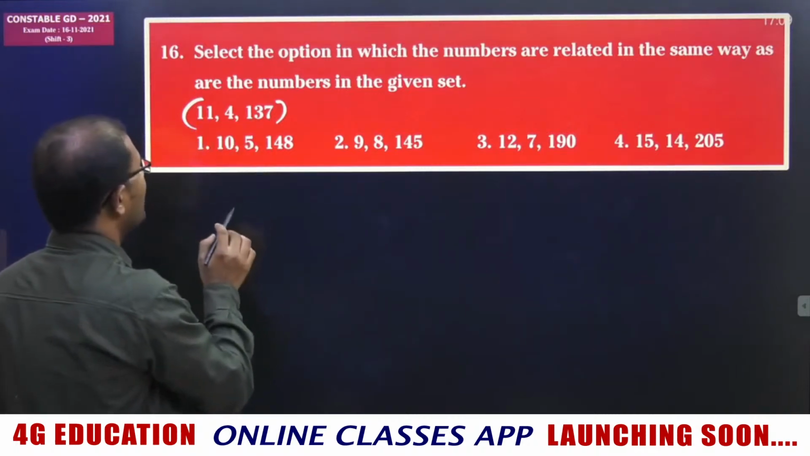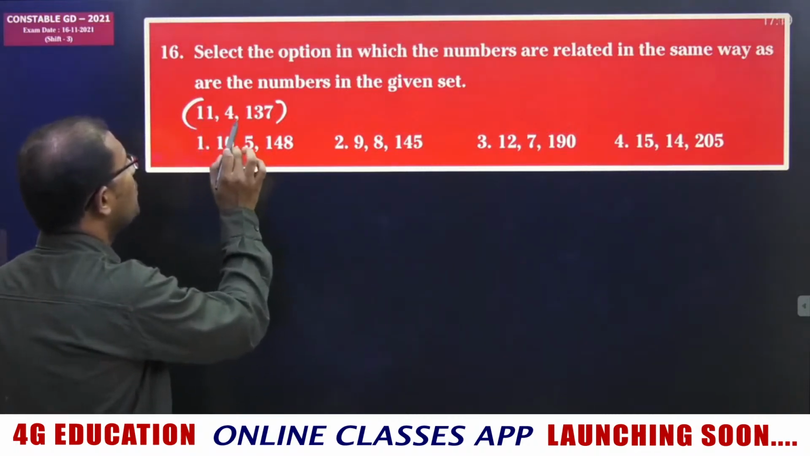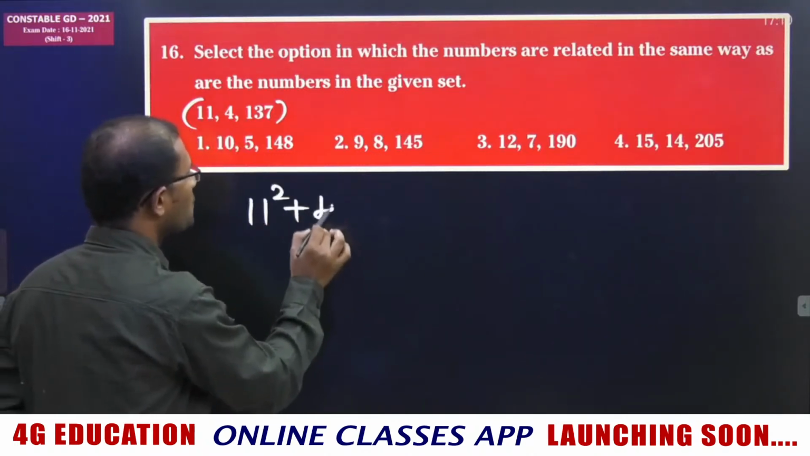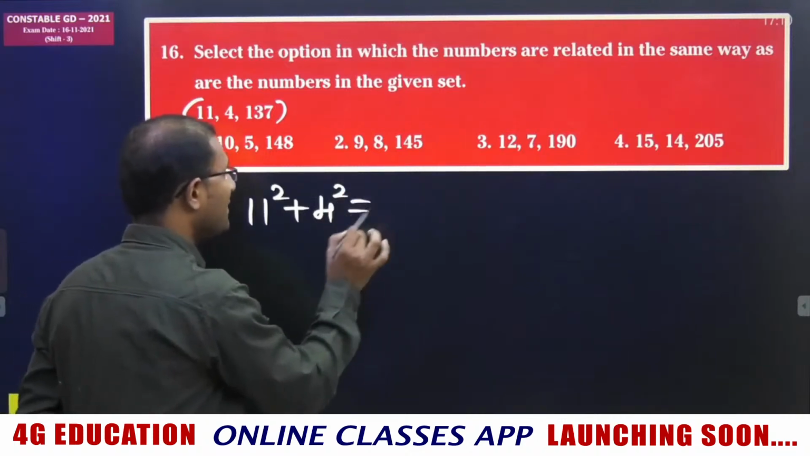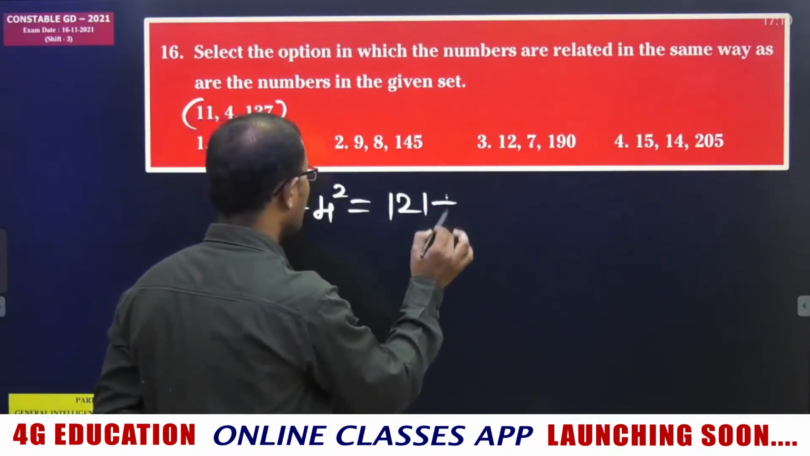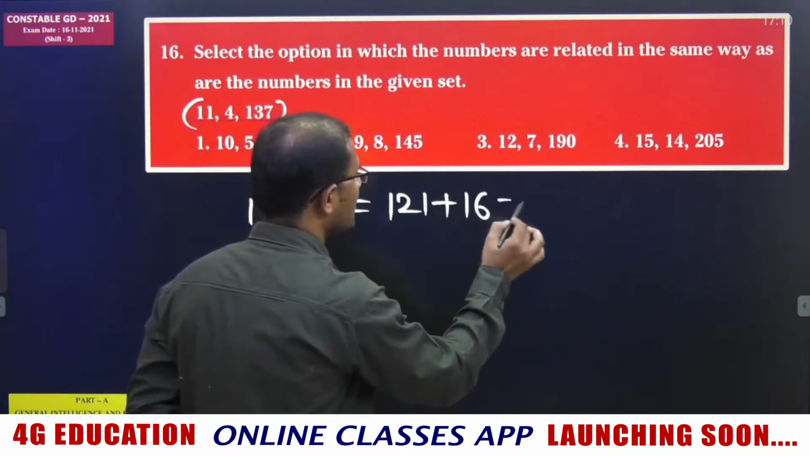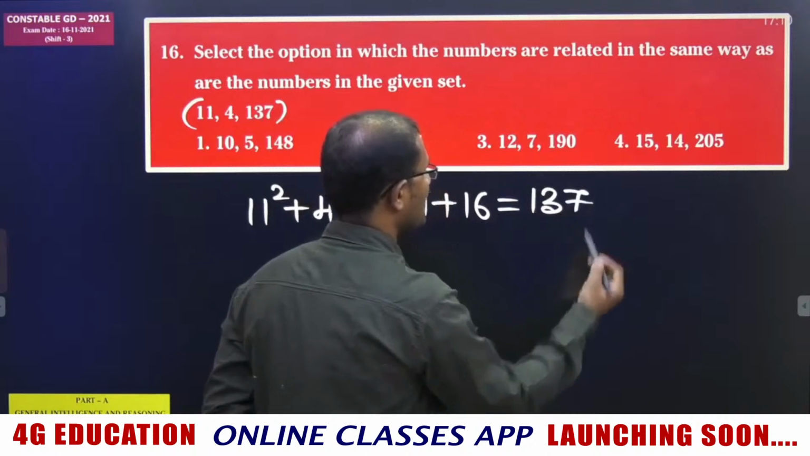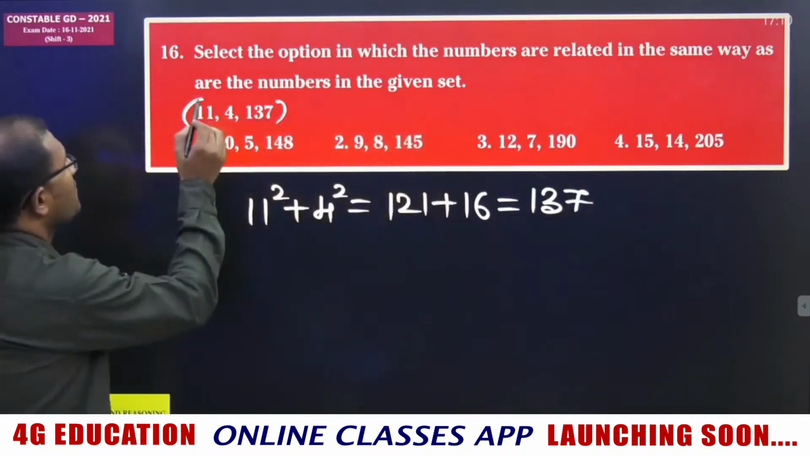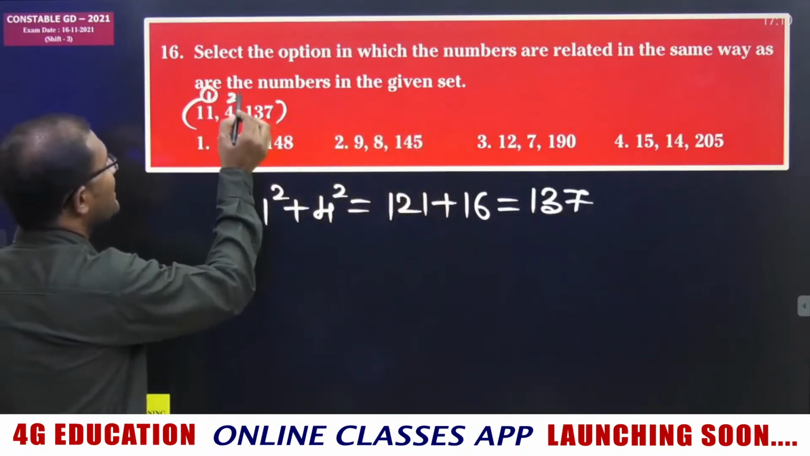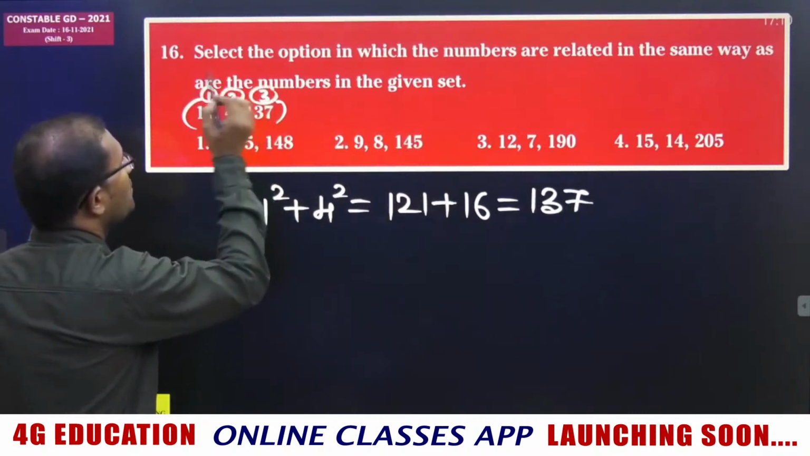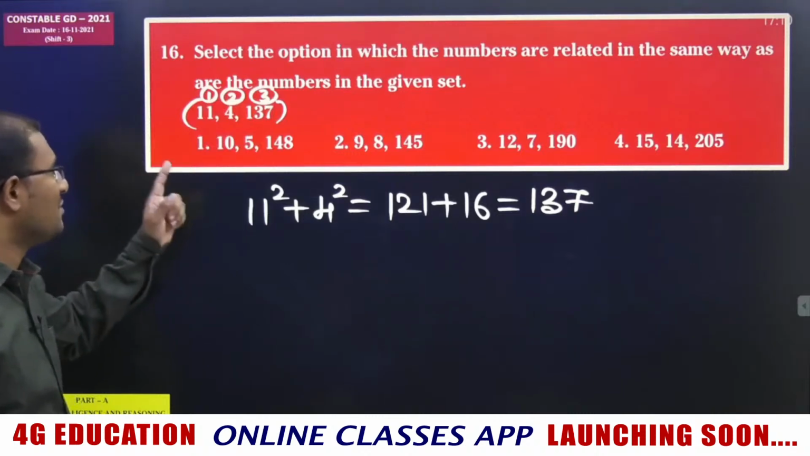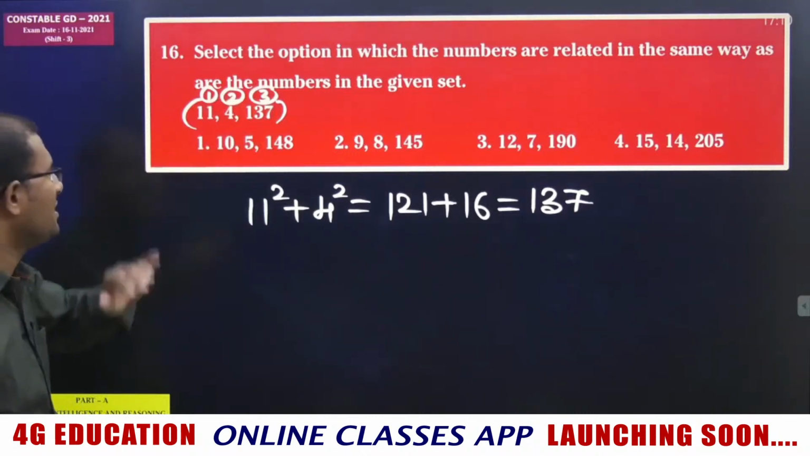From the given number set, what is the relation between 11, 4, 137? So can we say 11 square plus 4 square would give you 137. 11 square means 121 and 4 square means 16, which is equal to 137 or not? Yes. It means first element square and second element square will give you the third element. This is the logic present in the given set. The same relation we have to identify from the options.